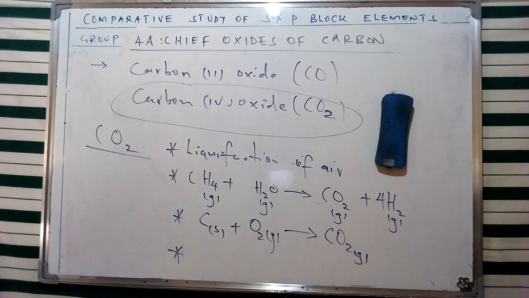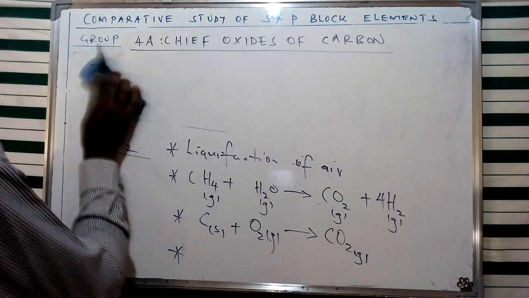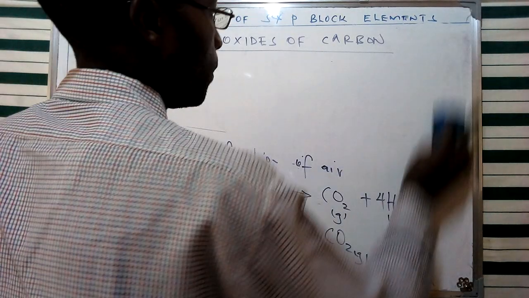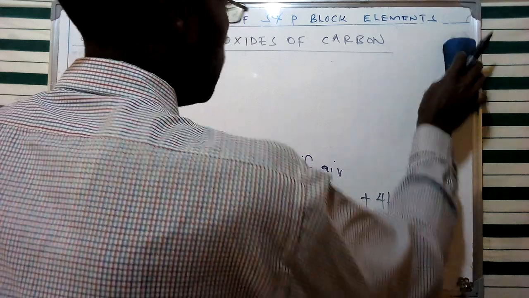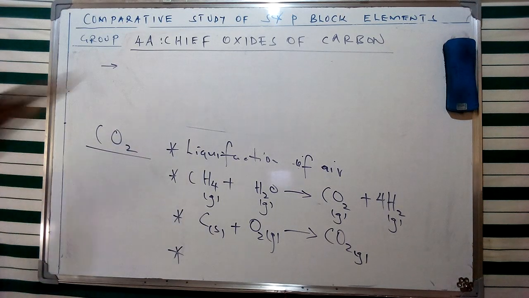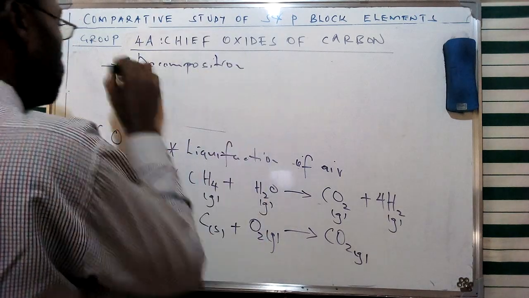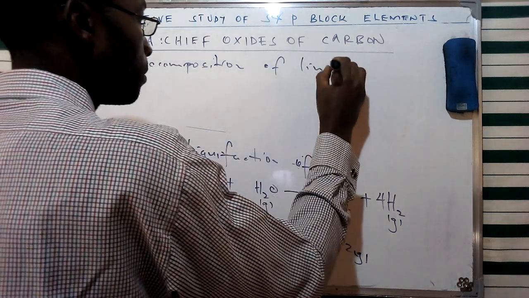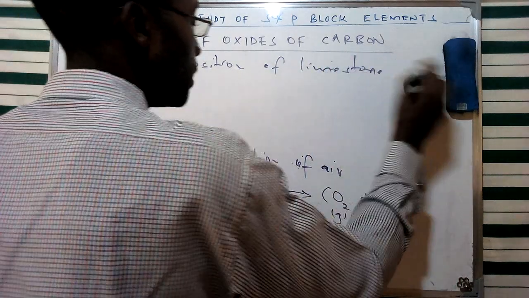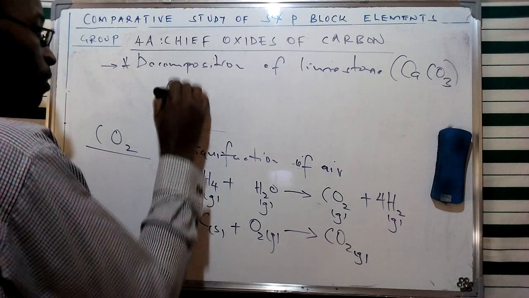And then we can use another method which is basically the decomposition of limestone. And this is calcium carbonate, which we have mentioned in some of our videos, especially on the concept of industrial processes, particularly the Solvay process, the manufacture of sodium carbonate. Of course, we had mentioned this specific compound. So the decomposition of limestone, which is basically calcium carbonate, is going to give us carbon 4 oxide and other products.